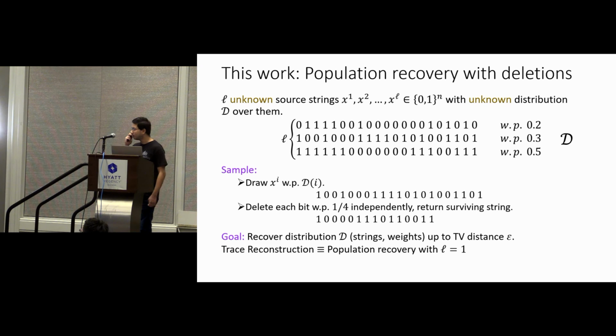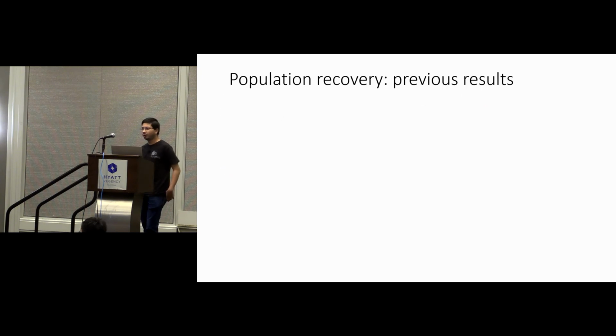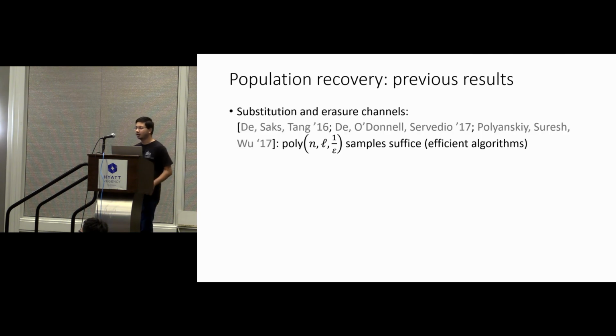Just to reiterate, the trace reconstruction corresponds to the population recovery problem for the special case when L is equal to 1. Population recovery has been studied in other models, like substitution and erasure, a lot. There's a long line of works for these other models, so now we basically know optimal sample complexity upper and lower bounds for these channels, and if the support size of the distribution is known, then we basically have algorithms which run in polynomial time in all relevant parameters.